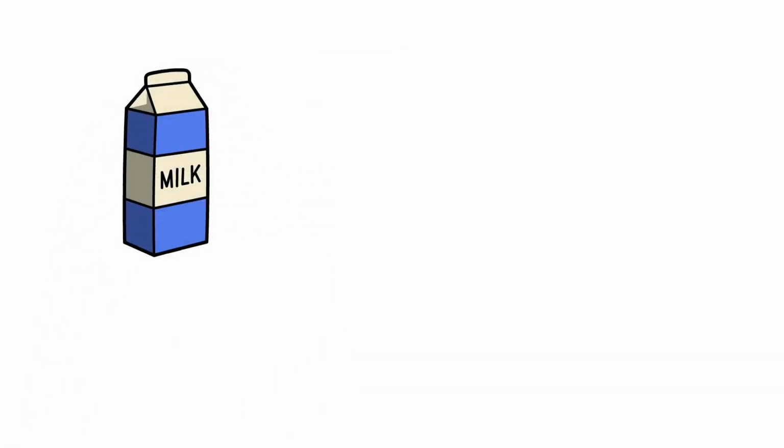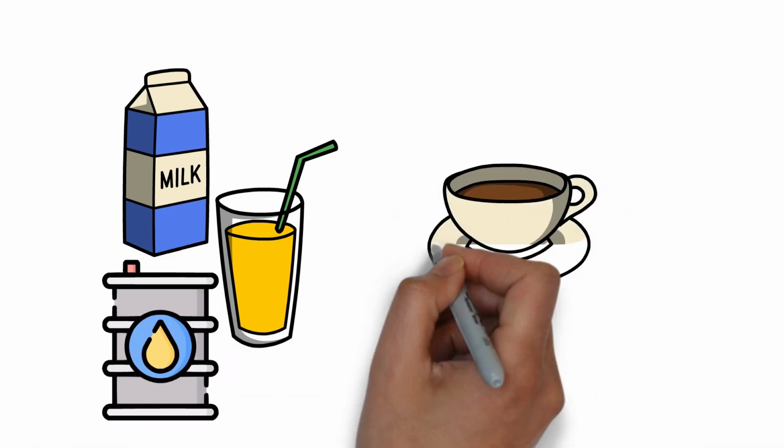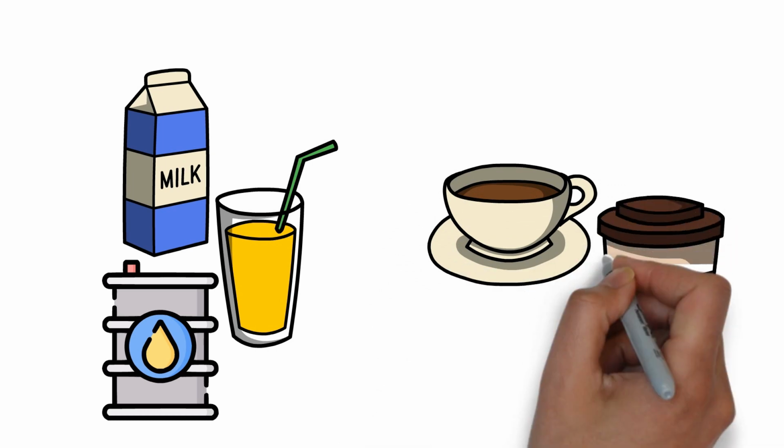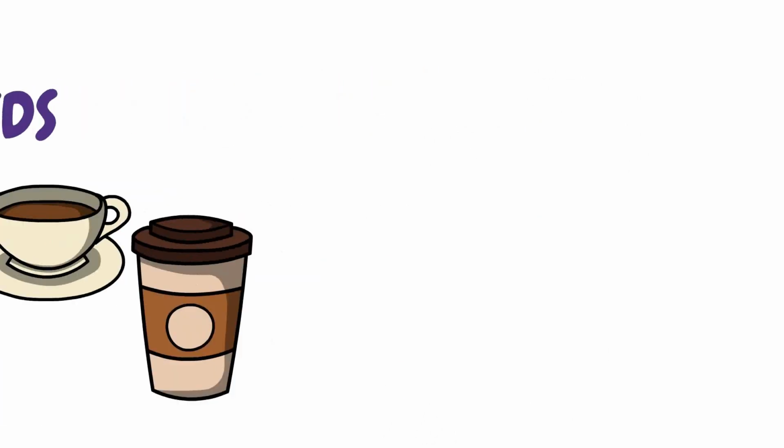Additionally, milk, juice, and oil are all examples of liquids. Other examples of liquids are tea and coffee. These are all examples of liquids that can be found in the world.